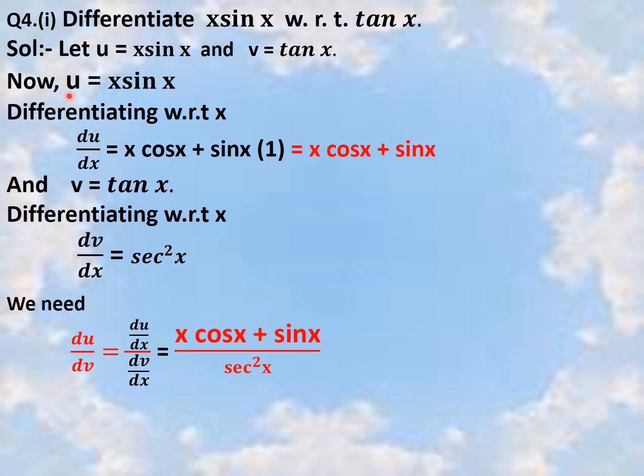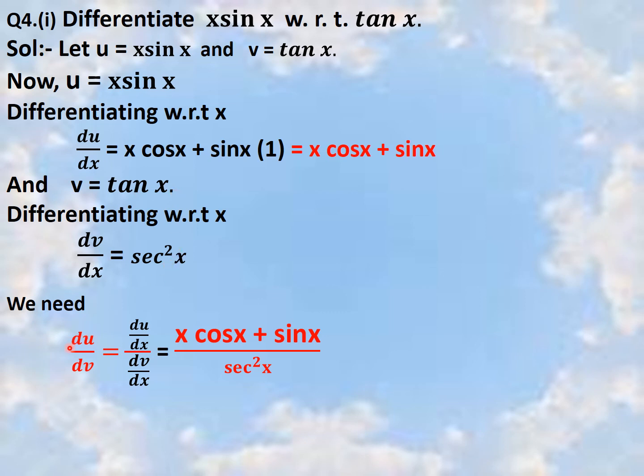Now u is taken x sin x. Now we can differentiate this with respect to x, that is x cos x plus, product rule we have to apply here, uv rule. So first into derivative of second, sin x, derivative is cos x, plus second into derivative of first, derivative of x with respect to x is 1, which is equal to x cos x plus sin x. Now we consider v is equal to tan x. So differentiate again with respect to x, we have dv by dx is equal to derivative of tan x with respect to x is sec square x.